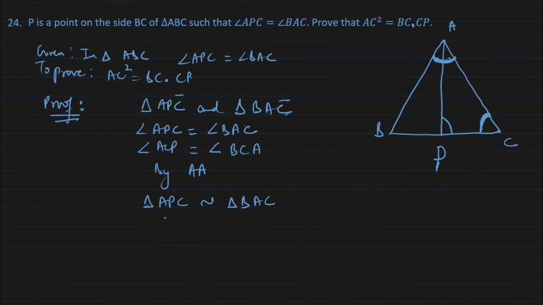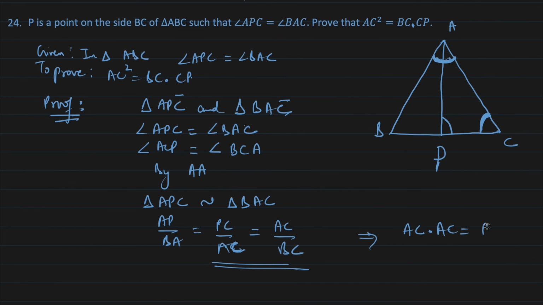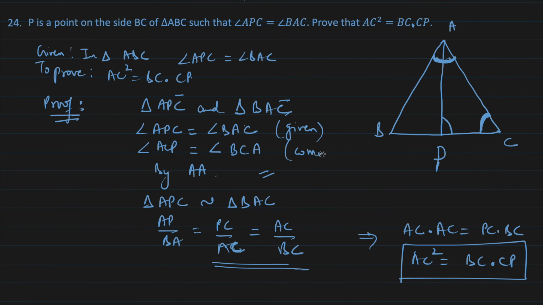So from this, let's see what we have, proportionality, right? AP by BA equals PC by AC equals AC by BC, right? Now we need AC square. So AC square will come from these two, right? AC into AC equals PC into BC, which you can say AC square equals BC into CP, right? This is what you proved. So here the similarity part is very important. Do mention the similarity rule, and here this was given, and this was common. So do mention every step here, right students? I hope this is clear.